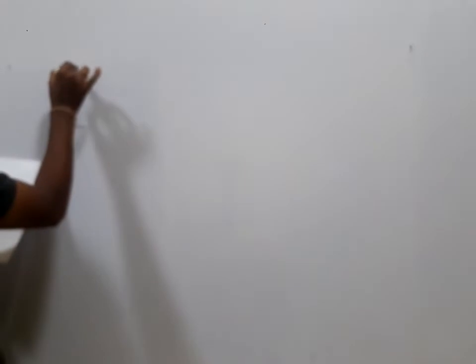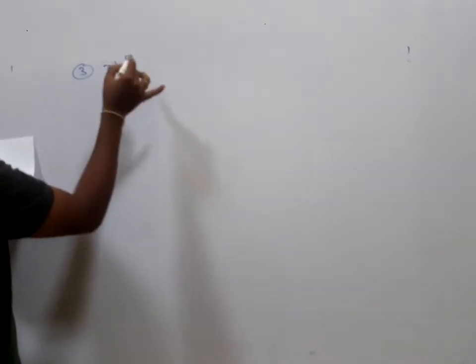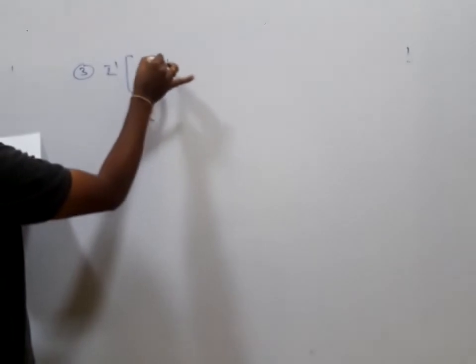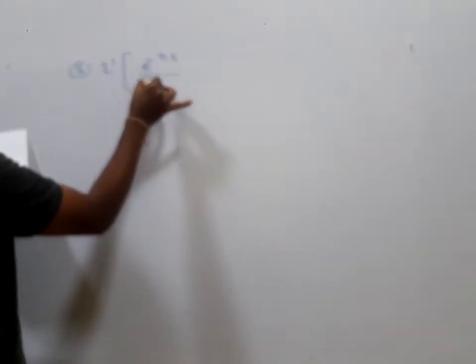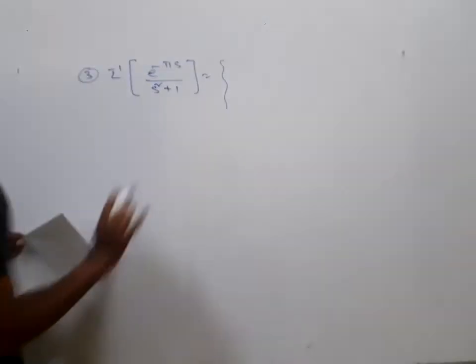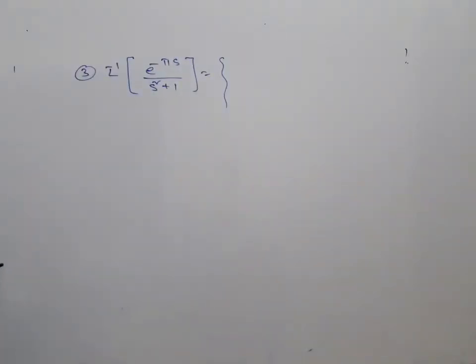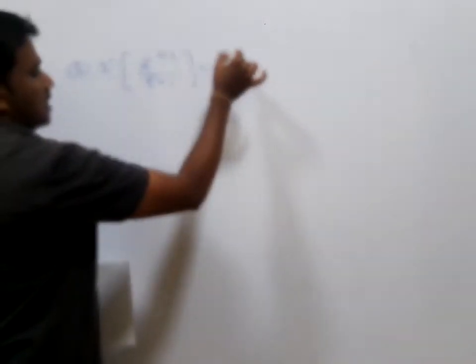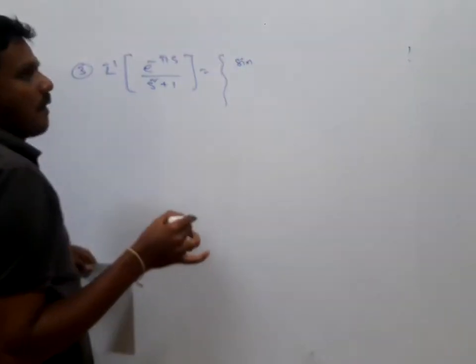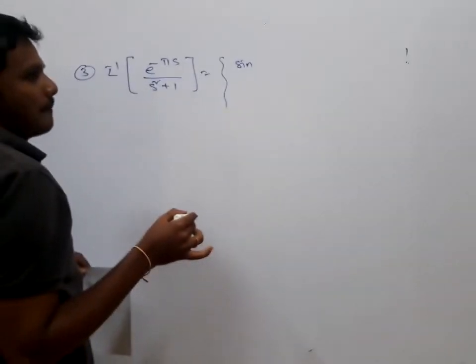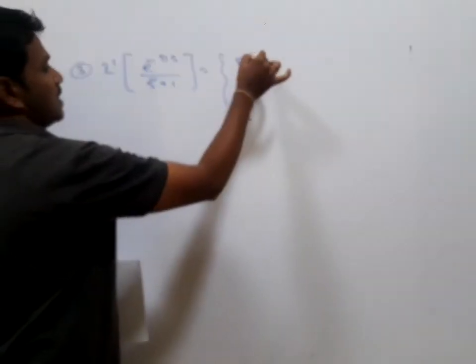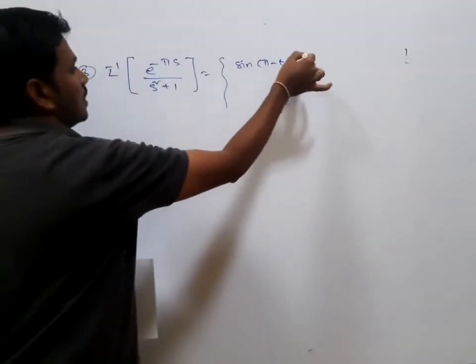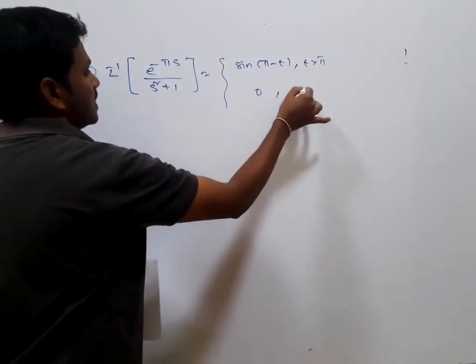Next, in the same way you try to solve these problems. What is the answer you are expecting here? 1 by s square plus 1 is 1 by a into sin at, that is sin at f of t, pi is there. So here it is sin of f of t minus a, it is pi minus t, for t greater than pi, 0 for t less than pi.